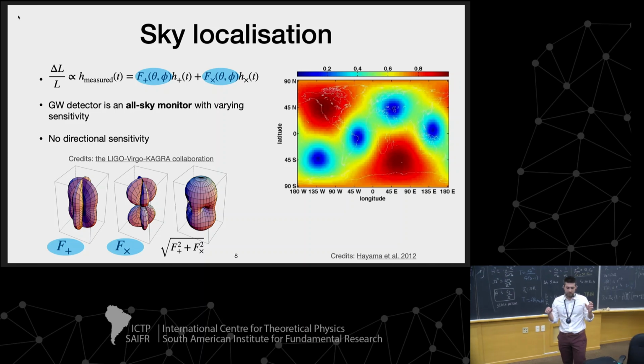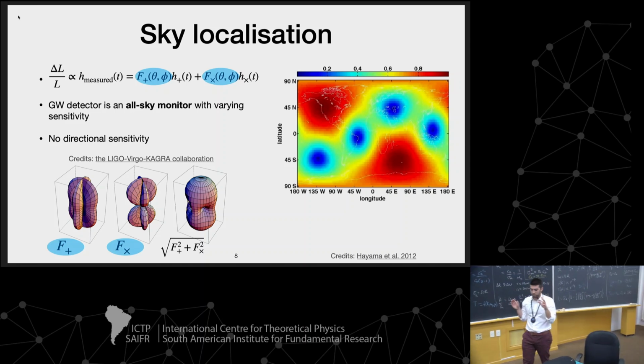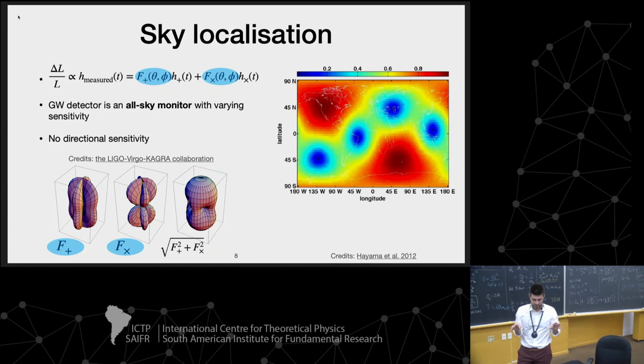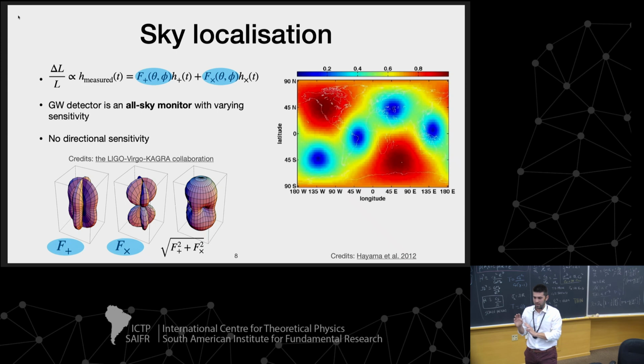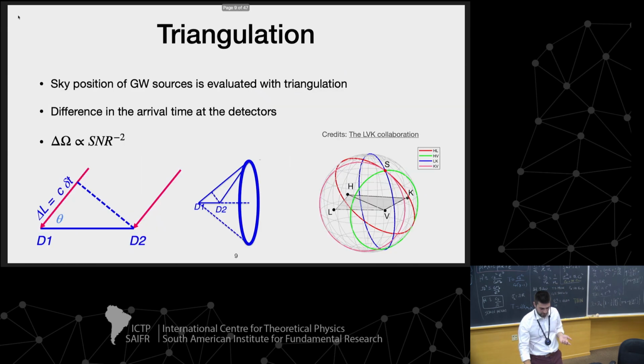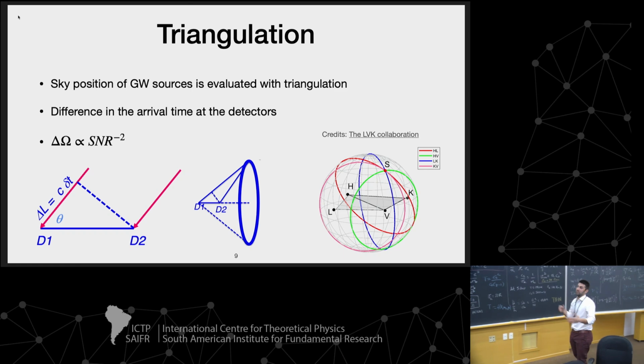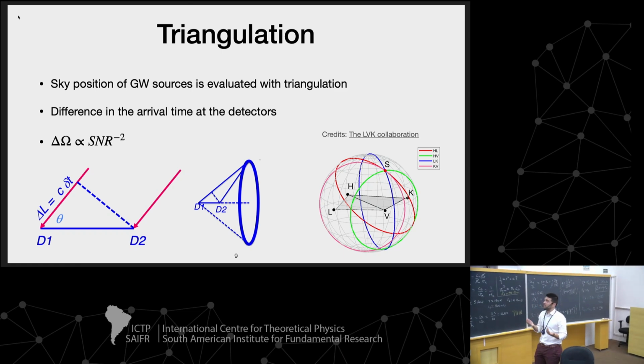So the message I want to convey here is that the detector has varying sensitivity, so it doesn't see the sky with the same sensitivity, and it doesn't have directional sensitivity. To solve this, we need triangulation. The best option would be to have an infinite number of detectors, but at least to localize a source, we need 3 detectors.